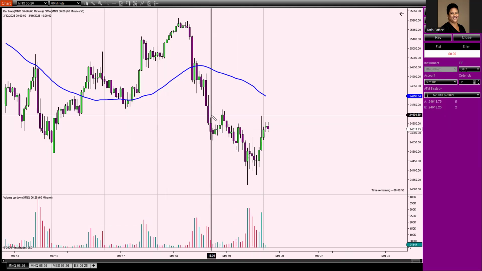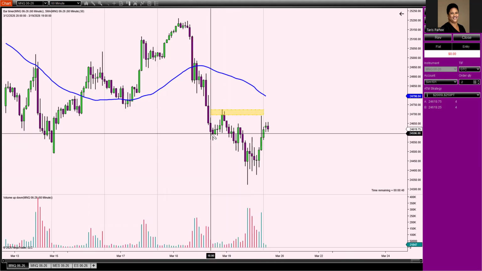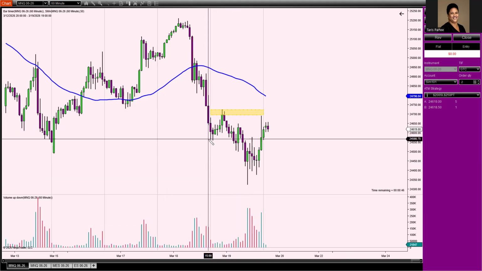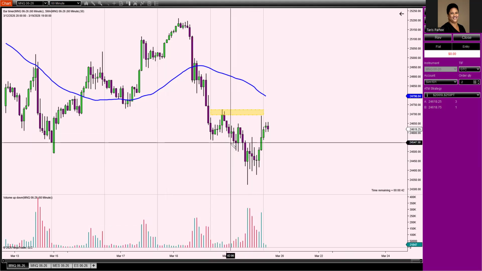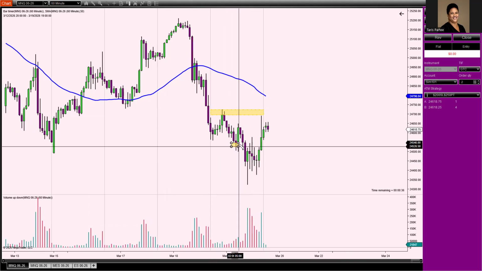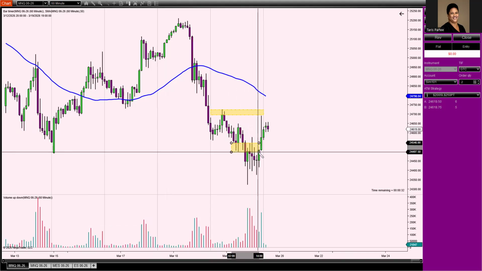So this will be considered where the sellers are. So I want to make a zone there from the highest body, highest wick. Here's another area where the buyers were hanging out. However, this is more recent, so I want to go with this one. So I'm going to draw from the lowest body of that candlestick pattern, and I'm going to draw it all the way down.